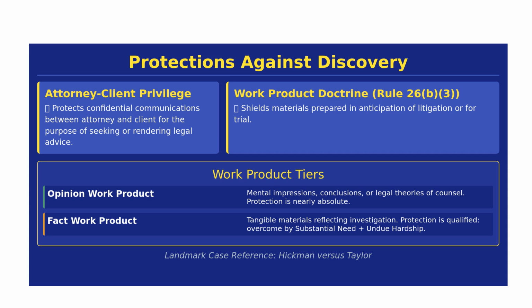Next, we address the work product doctrine, codified in Rule 26(b)(3). This doctrine shields materials prepared in anticipation of litigation or for trial. It is not absolute, however, and is divided into two categories.